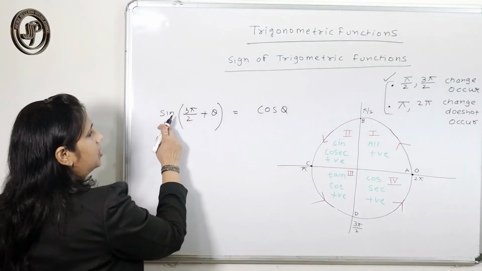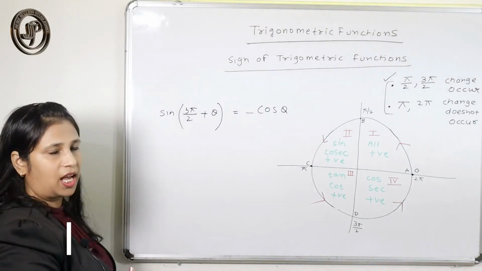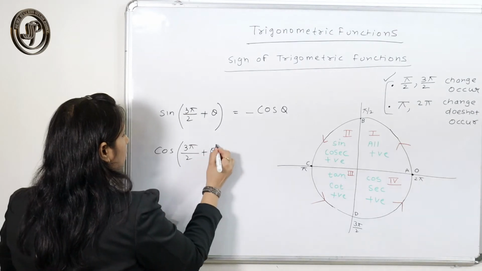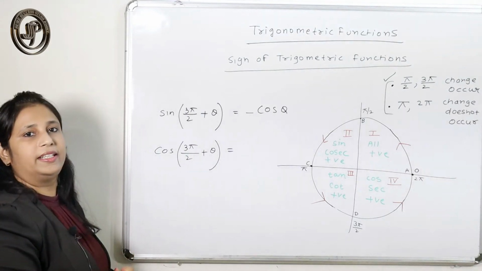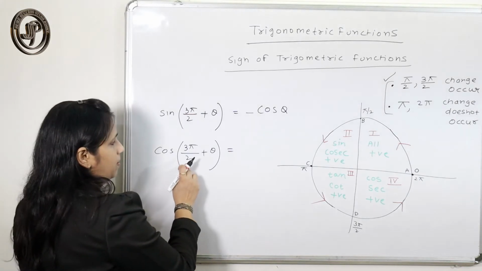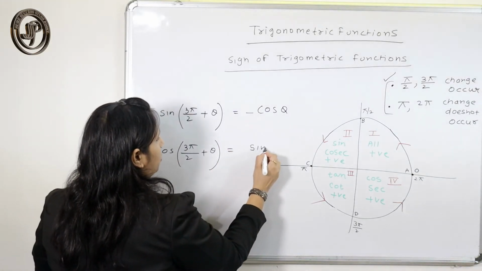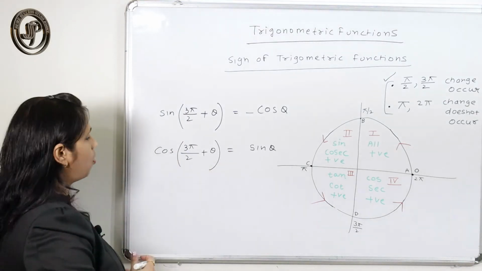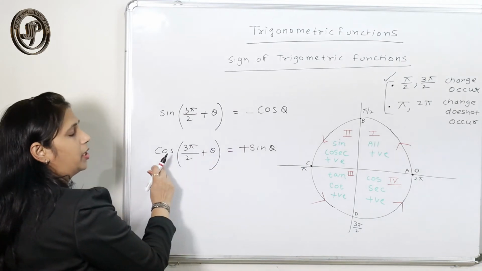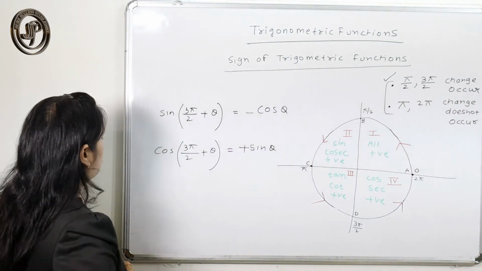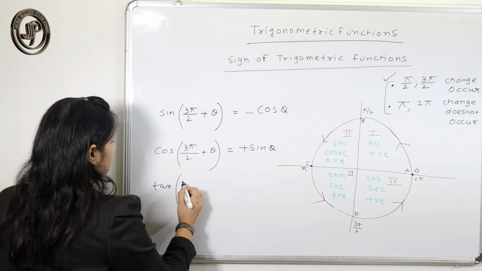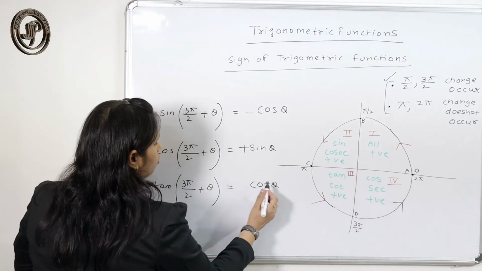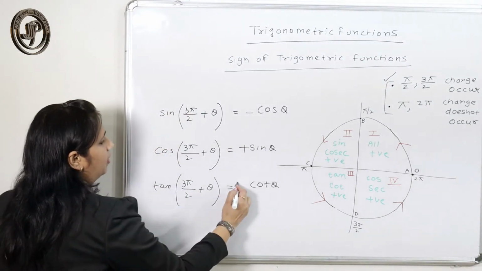So in the fourth quadrant, sine is negative. Cos of 3 pi by 2 plus theta: it is the fourth quadrant, and with 3 pi by 2 change occurs, cos is converted into sine. In the fourth quadrant cos is positive, so here you have to check this sign. Cos is positive. Next is tan of 3 pi by 2 plus theta. It is cot theta, because of 3 pi by 2, and in the fourth quadrant tan is negative.